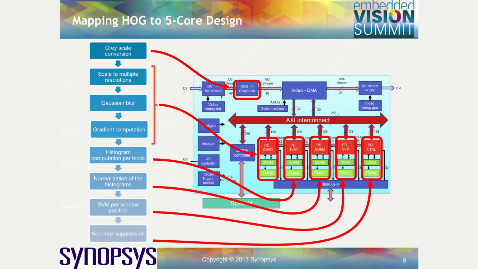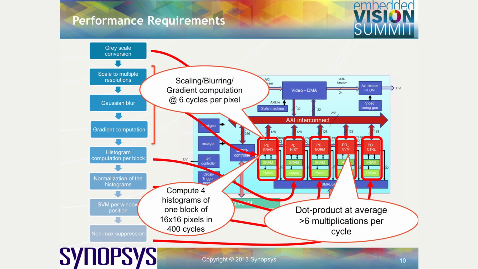This is the way we map the algorithm on there. So everything related to scaling and doing filtering, we do in the first processor. The histogram computation we do in the second. And to give you some sense again about the amount of computation you need to do, the first one, which is doing the scaling, blurring, and gradient computation, it really needs to do 6 cycles per pixel. That includes not only scaling, but also retrieving the data and so on.